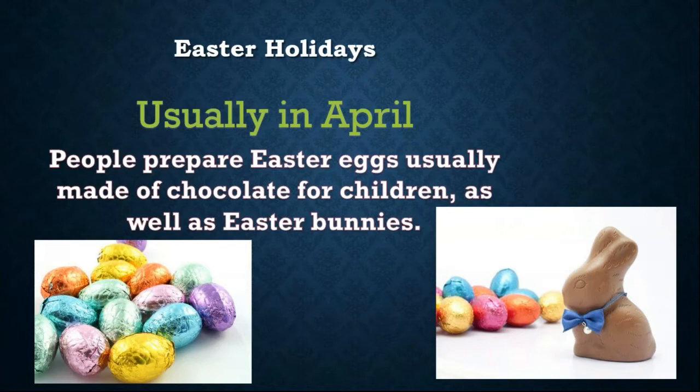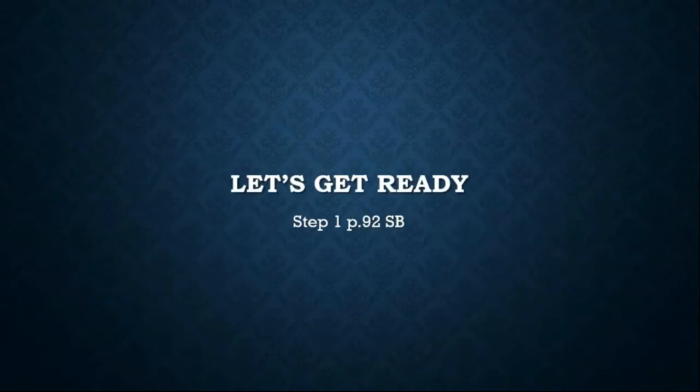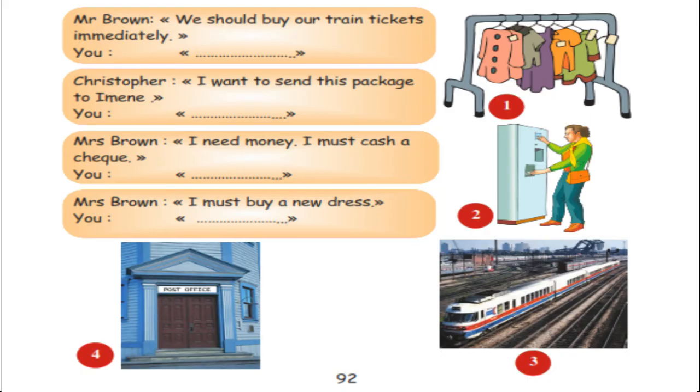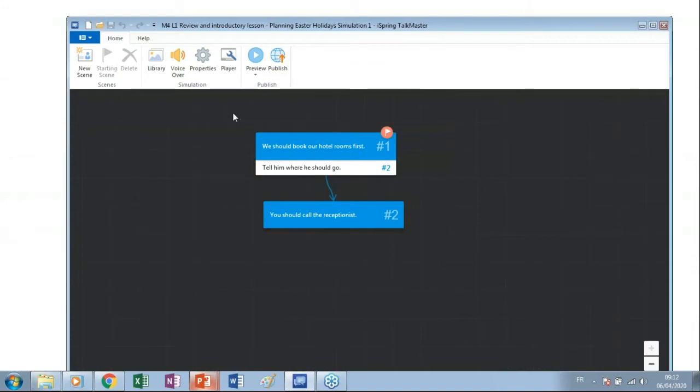Okay, I move to the second slide. So let's get ready. Step 1 on page 92. I would like you to take your students' books on page 92. All right. So we'll start with the first question. It says, tell these people where to go to meet or to get what they need. So we have got different people. They want to go to different places, right? I want you to look at the example. So this is the example.